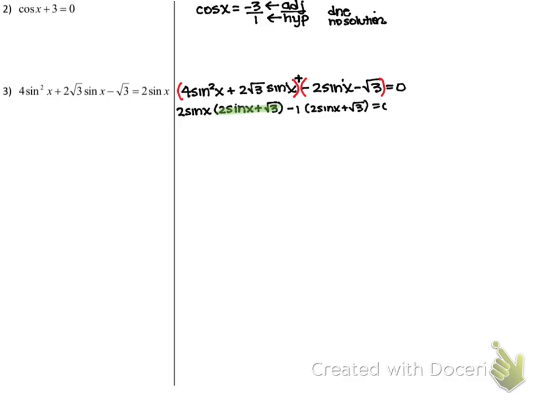Drop down my equals 0. They both have that 2 sine x plus root 3 in common, so that's my new GCF. So 2 sine x plus root 3, that's the new GCF. Remember, we go back and we find all the stuff that was left over. That creates my second set of parentheses. So I have 2 sine x minus 1.